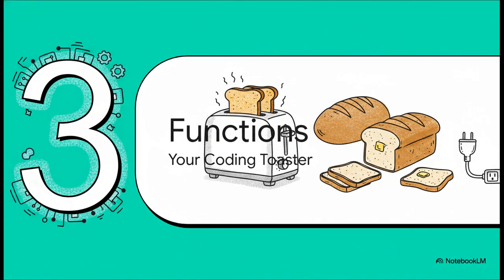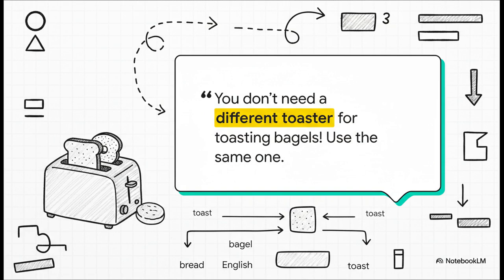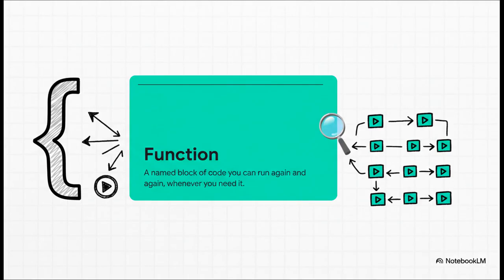And to really get our heads around this, we're going to use what I like to call the toaster analogy. This quote from our source material just nails it. A toaster does one job. It toasts things. You don't buy a brand new toaster every single time you want a piece of toast. Of course not. You use the same machine and you can put in a slice of bread, a bagel, whatever. The toaster is your reusable tool. And functions are your coding toasters. So here's the bottom line. A function is just a piece of code that you give a name to. You write the logic once, you wrap it up, and then you can call that name from anywhere else in your program to run that code as many times as you want.